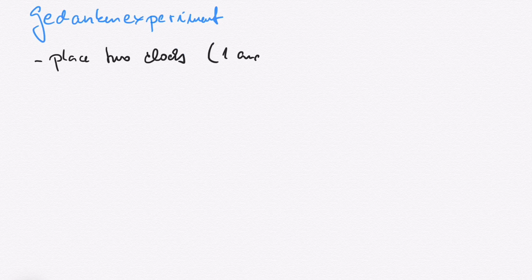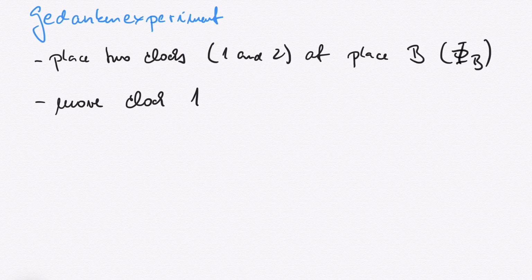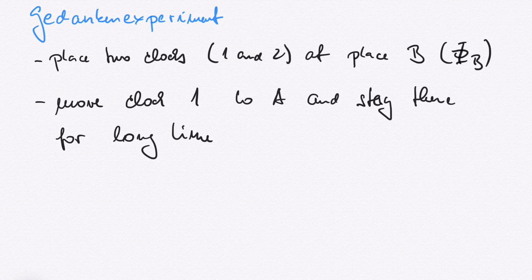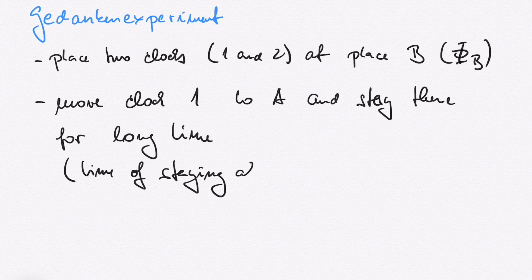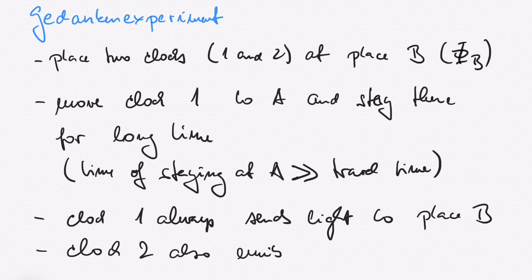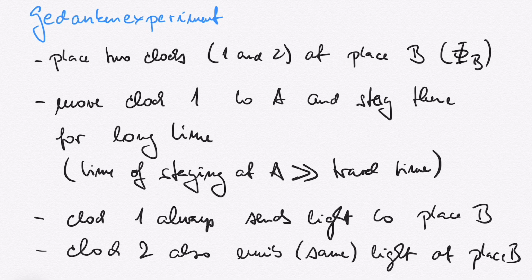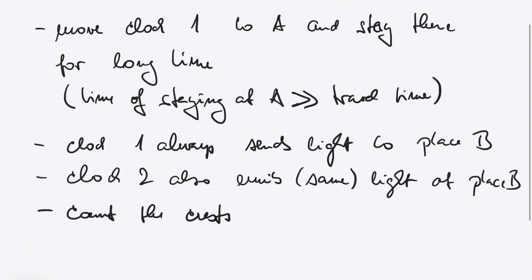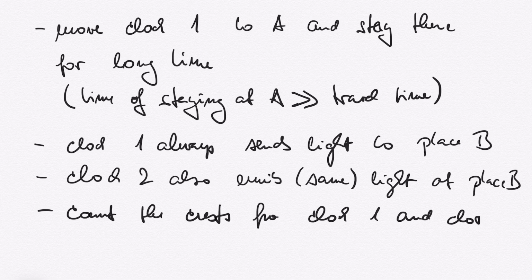We will use two clocks and we will put them in place B, clock 1 and clock 2, where there is a gravitational potential phi B. We'll move one of the clocks to the place A with a lower gravitational potential, and it'll stay there for a long time, so that the time is much longer than the travel time. Clock 1 always sends light to the place B, and clock 2 always emits the same light. Those two clocks are identical, and we will count the crests from clock 1 and clock 2.